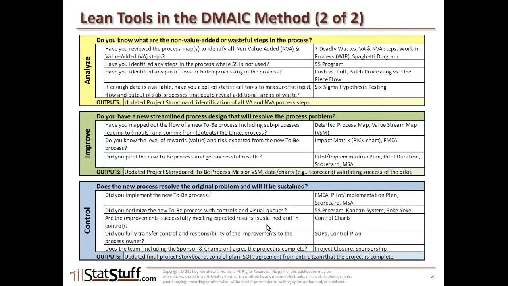The next question is, are the improvements successfully meeting expected results? That is, are they sustained, and are those results in control? Well, this is where you might want to apply some control charts to help monitor that, to make sure those processes stay in place and that they're successful. Did you fully transfer control and responsibility of the improvements to the process owner? Well, if you haven't, then you want to make sure that you probably design some SOPs, some standard operating procedures, and build a control plan to help you as you do that transfer back to the process owner.